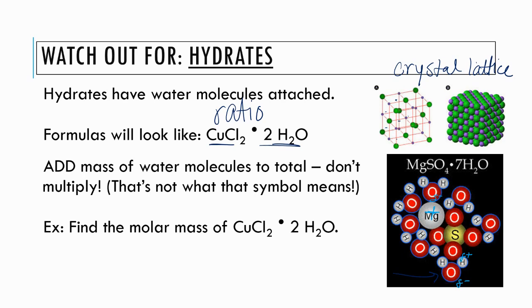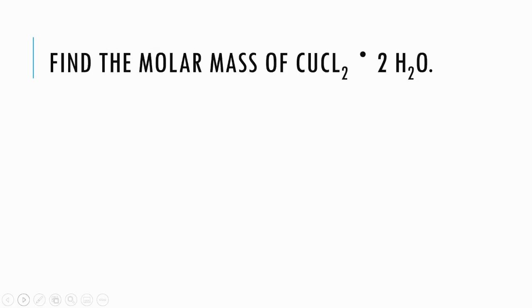Okay, so this is the compound copper 2 chloride, and we would call it dihydrate. Okay, dihydrate. We use those prefixes to indicate how many water molecules. So we're going to find the mass of this thing on the next slide.